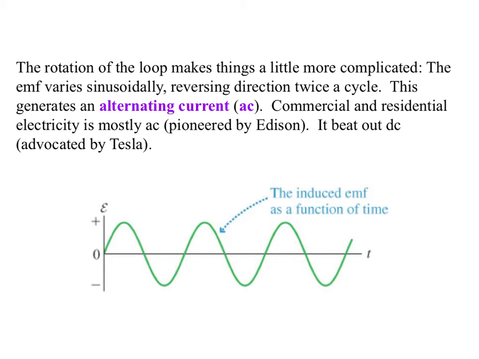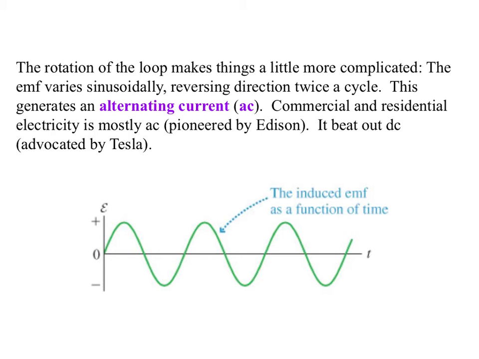On the other hand, the rotation of the loop does make things a little bit more complicated. The EMF is varying sinusoidally. It reverses direction twice a cycle. It looks something, in fact, like this. This generator is called alternating current, or AC.